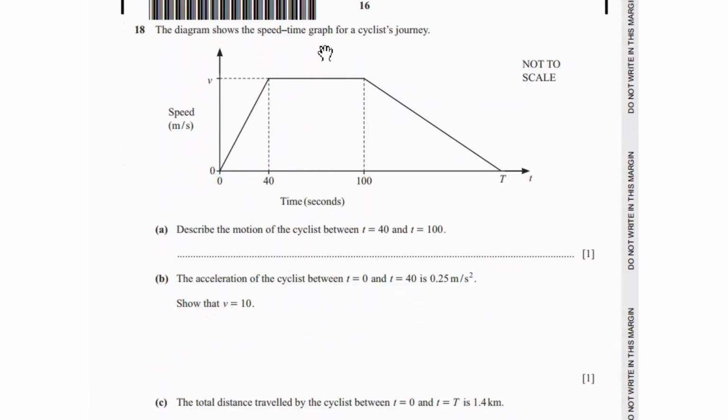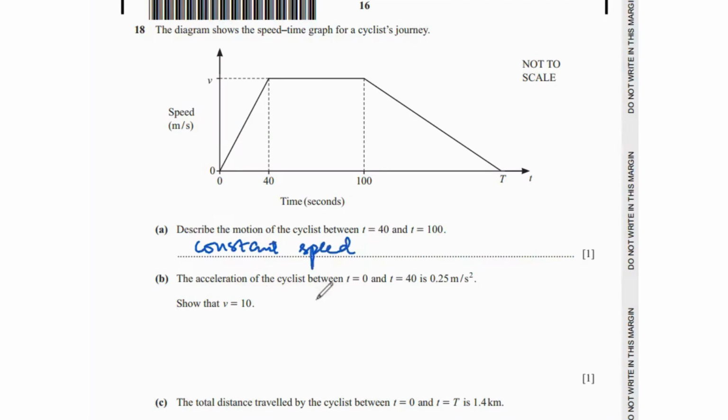And the diagram shows the speed time graph for a cyclist's journey. So we have to describe the motion of the cyclist between t equals 40 and t equals 100. Whenever there's a straight line in a speed time graph, like a straight horizontal line, that means constant speed. That's it.